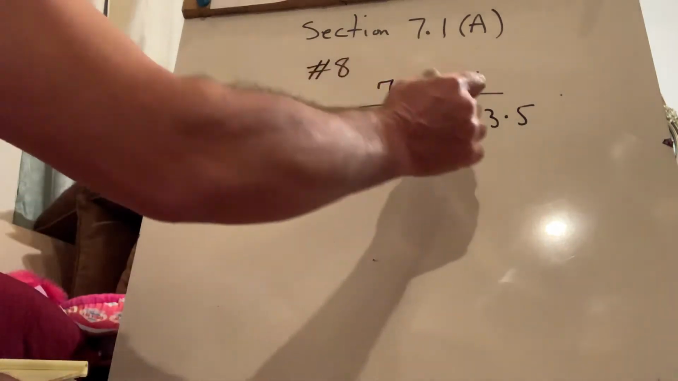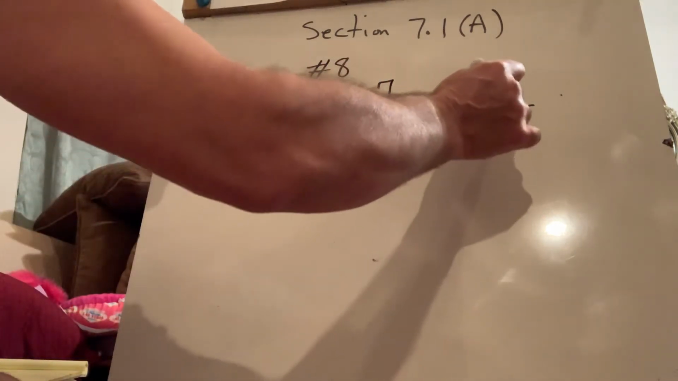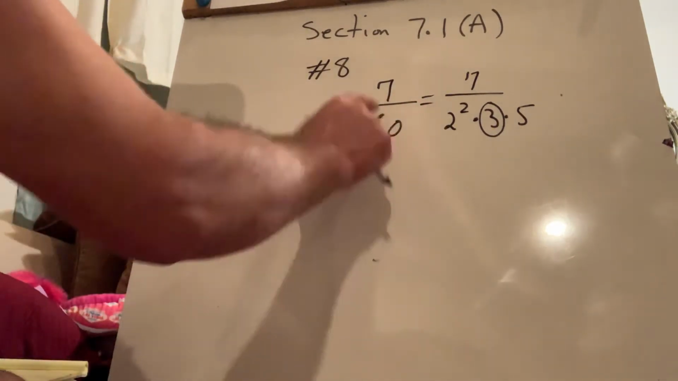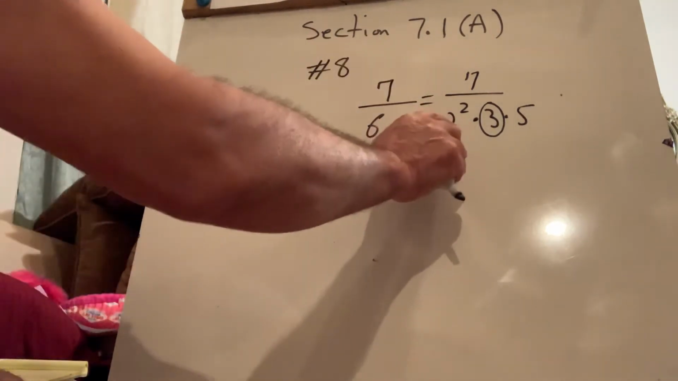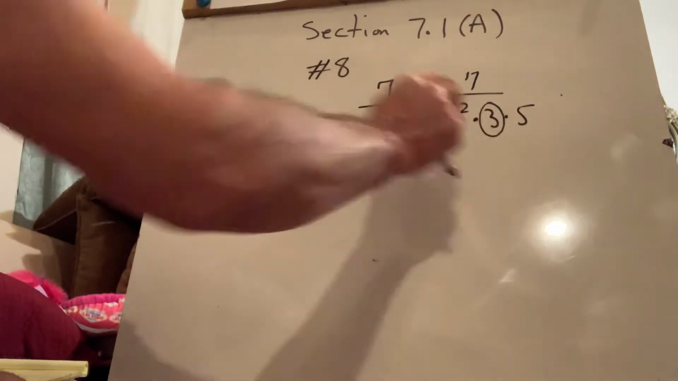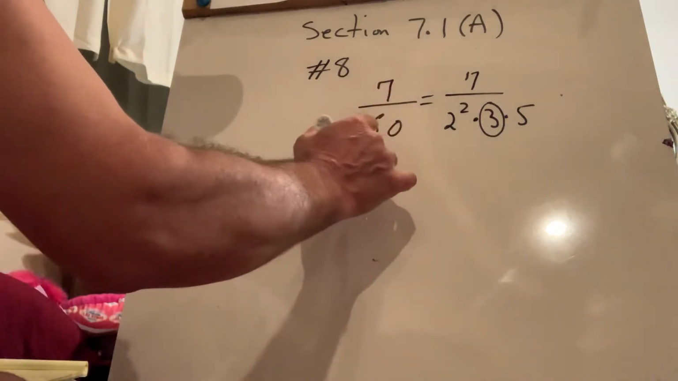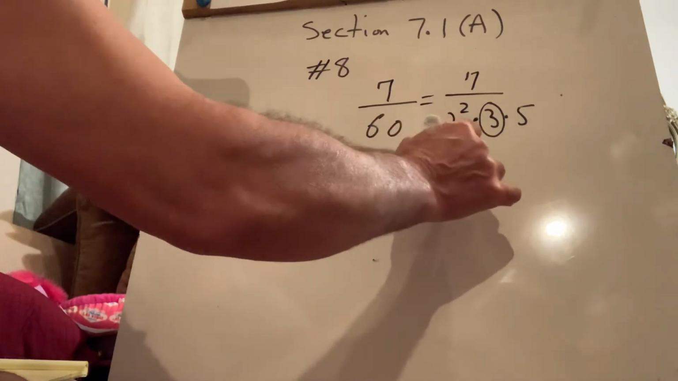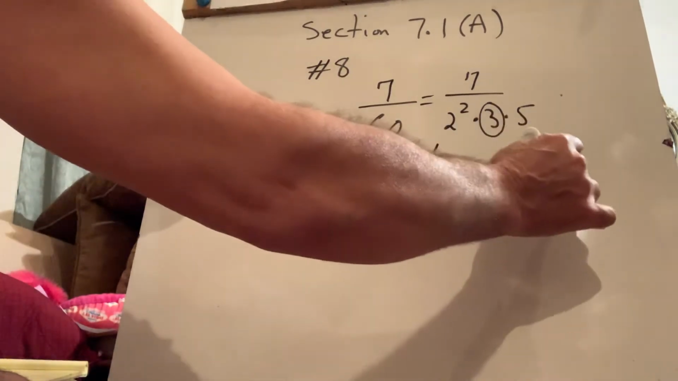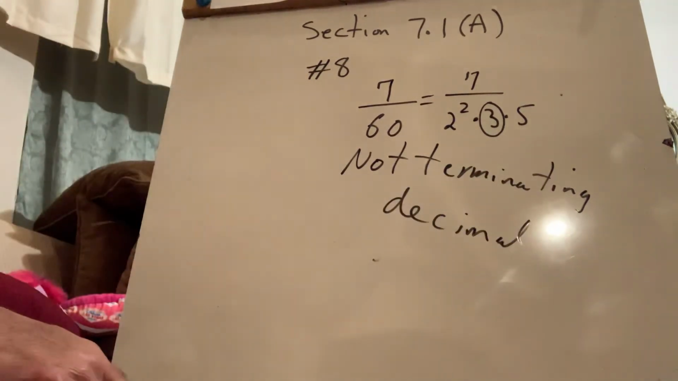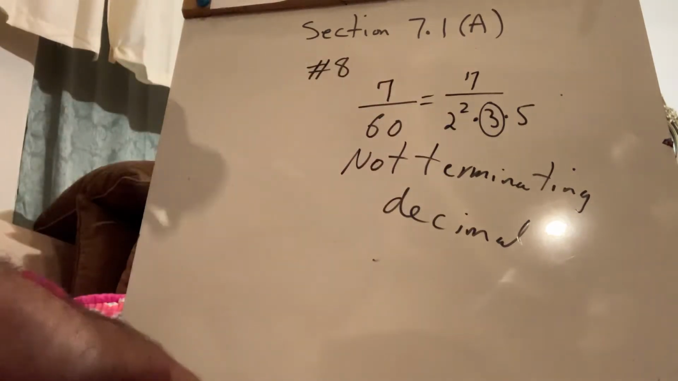You can see that this denominator has a factor 3, which cannot be terminating, because remember we said the only way any fraction is terminating is if the denominator only has factors 2 or 5. Now, it does have 2 and 5, but it also has factor 3, so it cannot be terminating. So in this case, the answer is not a terminating decimal. This cannot be terminating because the denominator, which happened to be 60, has factor 3.